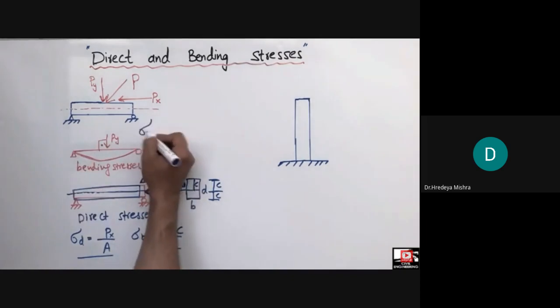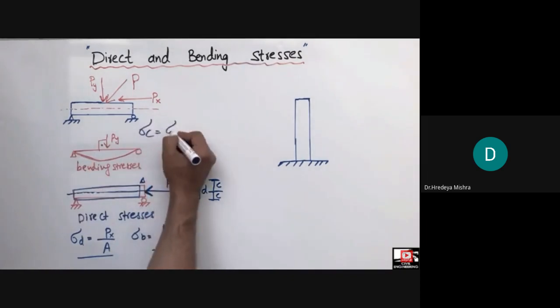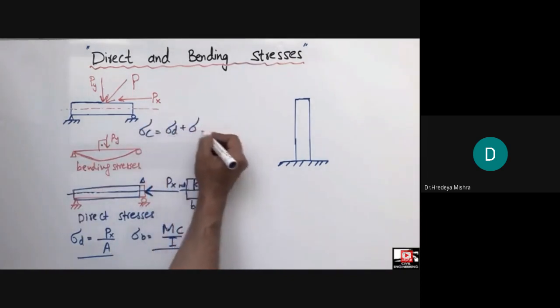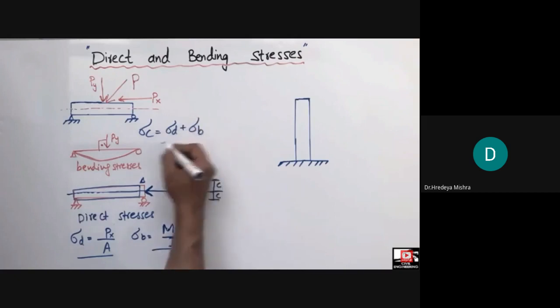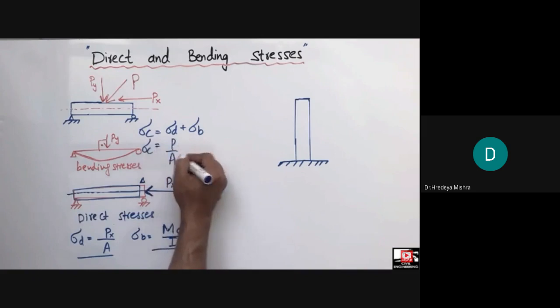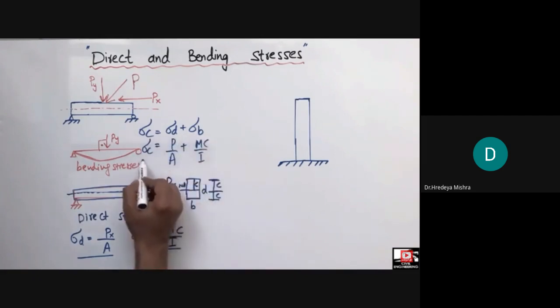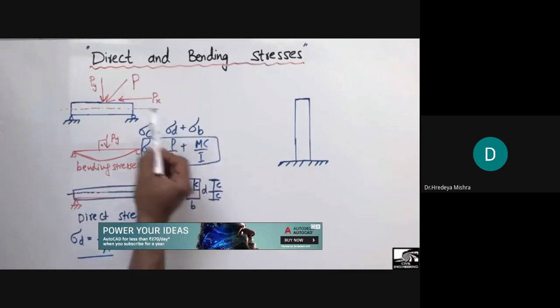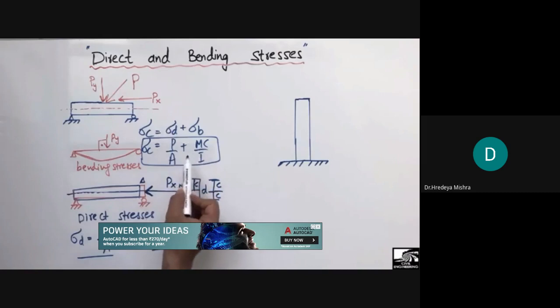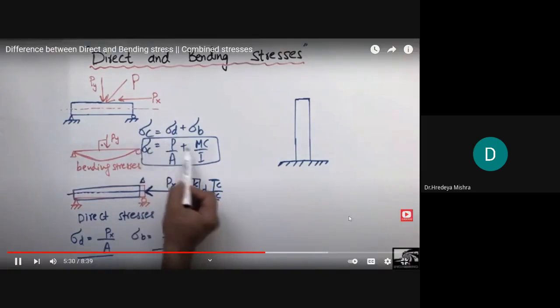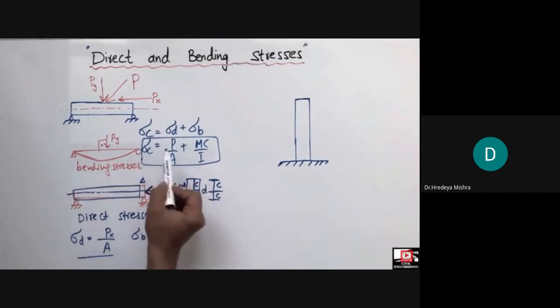and this is called the combined stresses, sigma D added to sigma B, where sigma D is equal to P over A and bending is Mc over I. So this equation is called the combined stresses. If an inclined load is acting on the beam, we have to use this equation for finding the combined stresses in a beam.